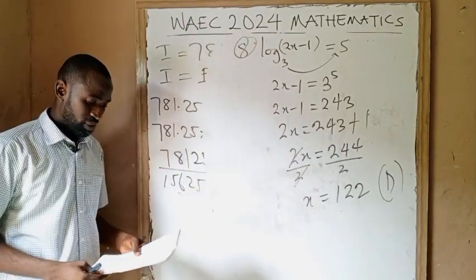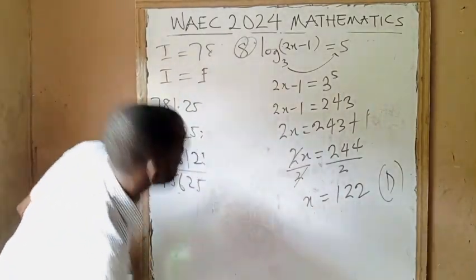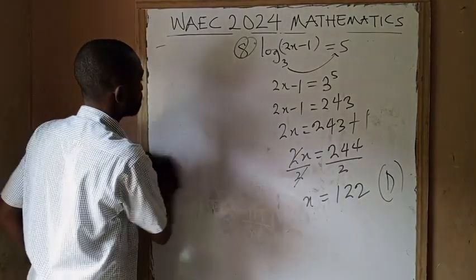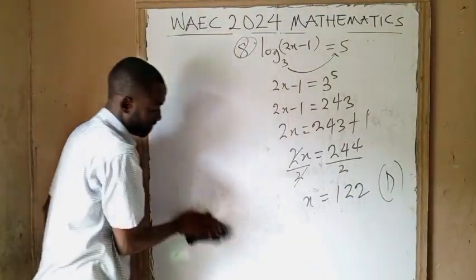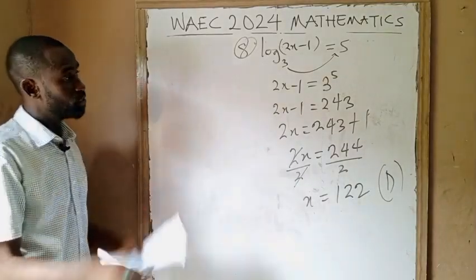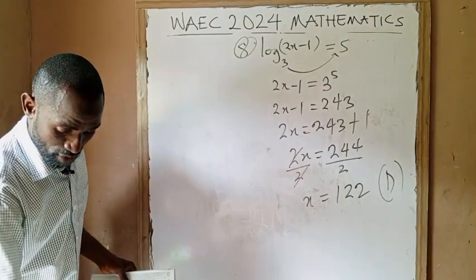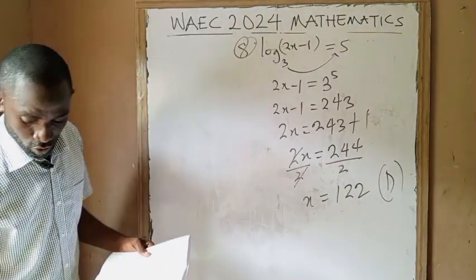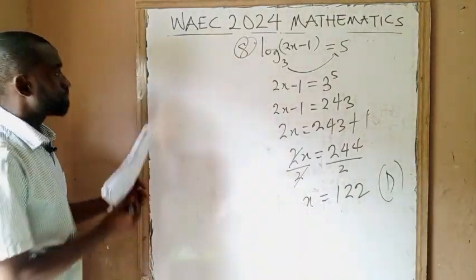So let us go to question number 9. I don't want us to waste time. So I said, if there's any part you don't understand the way I explain, just pause the video, rewind, and you have access to the explanation over again. So let us go to number 9.